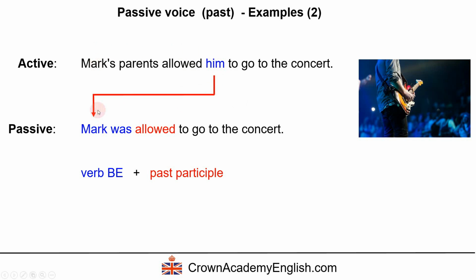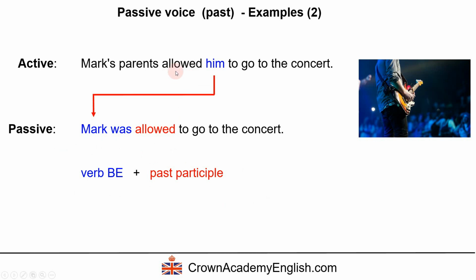So we can actually use Mark's name here. We can say Mark was allowed, or we can say he was allowed if we want. But if we know his name, then we use the name. So Mark was allowed to go to the concert. It's the past tense, so we use the past tense of the verb be. And again, we use the past participle. Okay? This is the past simple, but this is the past participle because that is the form of the passive voice. Okay?